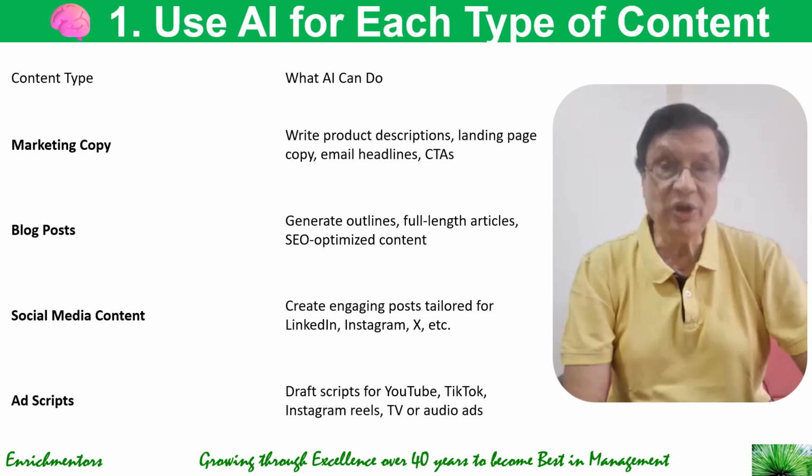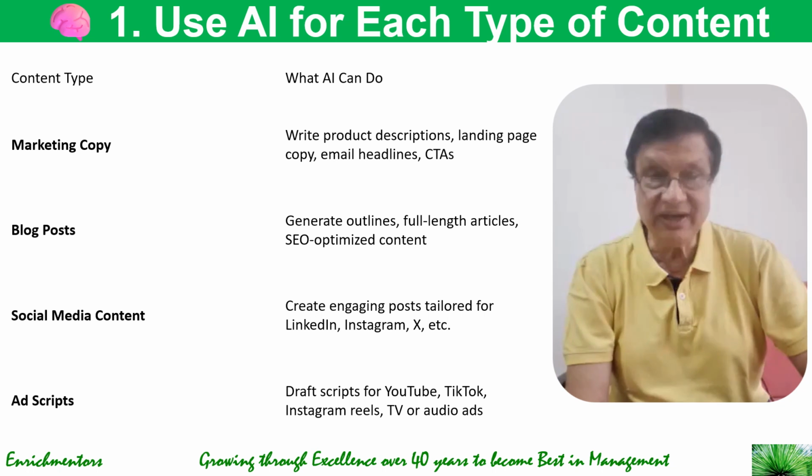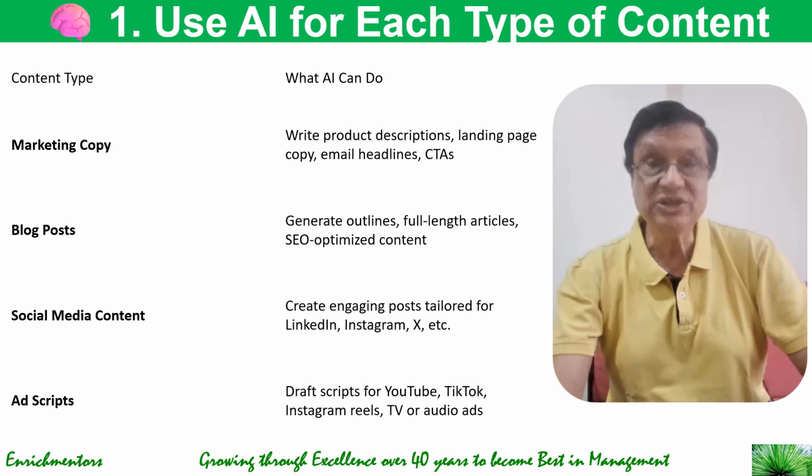So if you have marketing copy, what AI can do for you is write product descriptions, landing page copies, email headlines, CTAs. For blog posts, it can generate outlines, full length articles, SEO optimized content. For social media content, it can create engaging posts tailored for LinkedIn, Instagram, X, etc. And for ad scripts, it can draft scripts for YouTube, TikTok, Instagram Reels, TV, or audio ads, right? So that's what AI can do for each type of content.